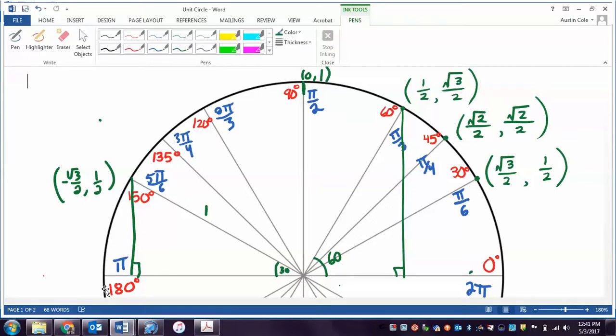What's my reference angle for 135? What's 180 minus 135? 45, right? Okay.